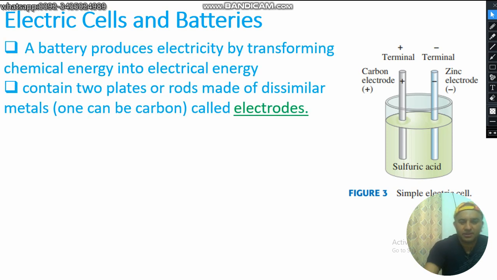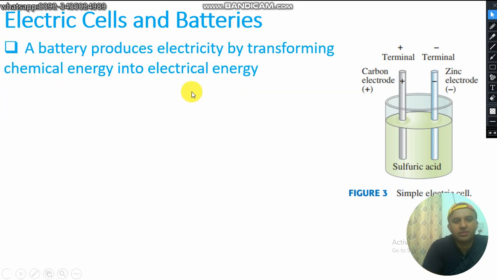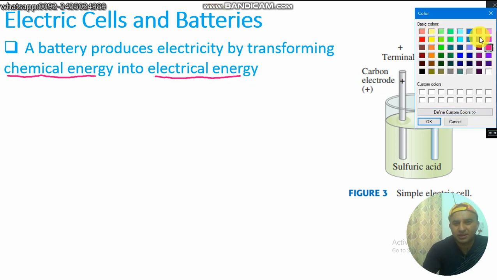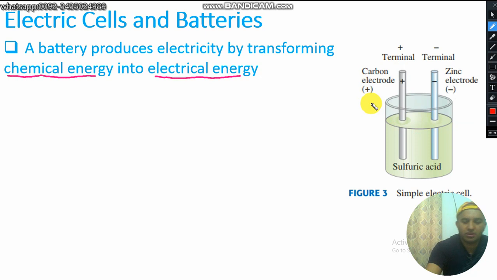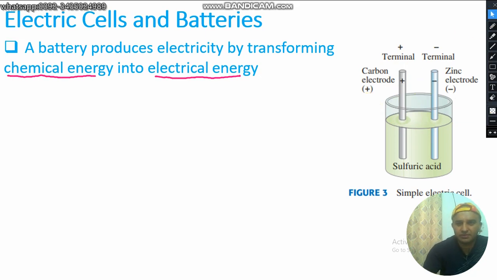A battery produces electricity by transforming chemical energy into electrical energy. A battery is a device that converts chemical energy into electrical energy. So the chemical reaction in the battery is converted into electrical energy.